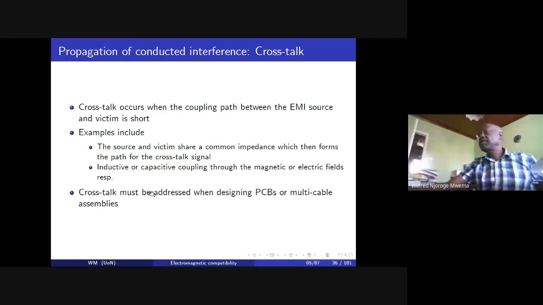So crosstalk must be addressed when we are designing PCBs or multi-cable assemblies. That is, no two parts should run as very straight parallel lines. Okay, if you want to cross lines, say for example, when you have a multi-layer PCB, you want one track to cross the other track that is below it at, ideally, 90 degrees, and then coupling will be lower. You don't want them to be parallel.